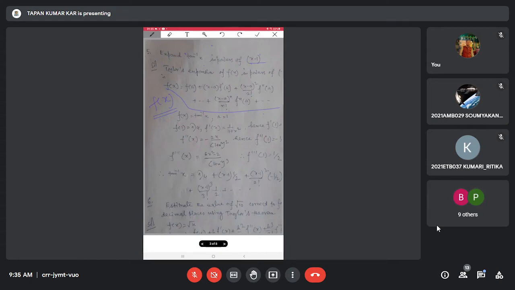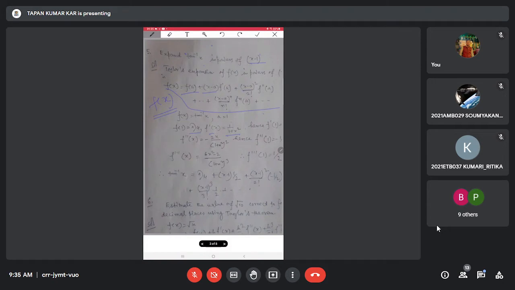A is actually 1, and f(x) equal to what? Tan inverse x. So here, f(x) equal to tan inverse x, so f(a), that is f(1), is tan inverse 1, pi by 4. Next, (x minus 1) f dash: f(x) equal to tan inverse x, f dash x equal to 1 by 1 plus x square. So f dash 1 equal to 1 by 2, half.